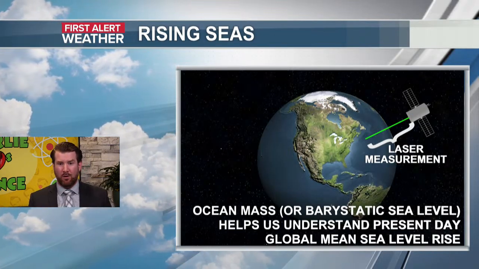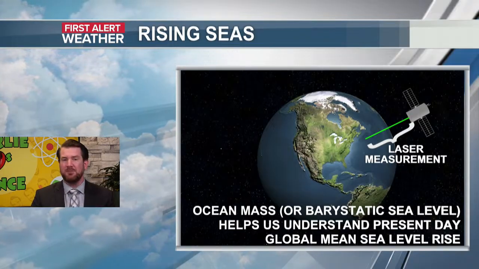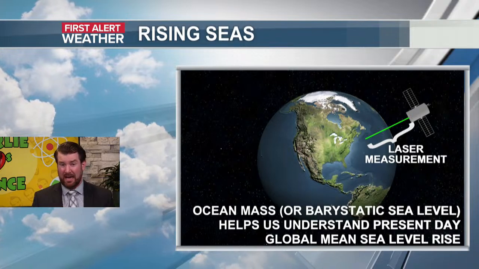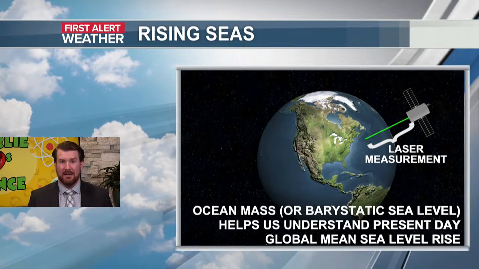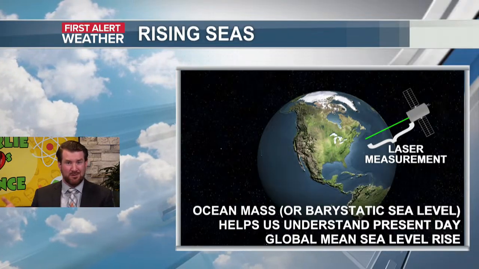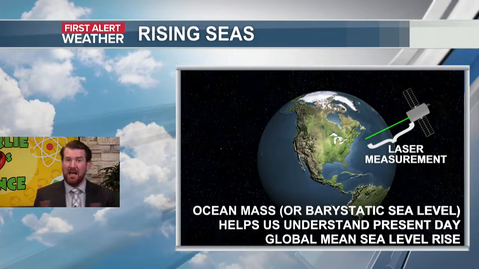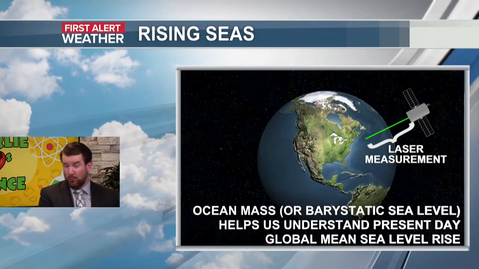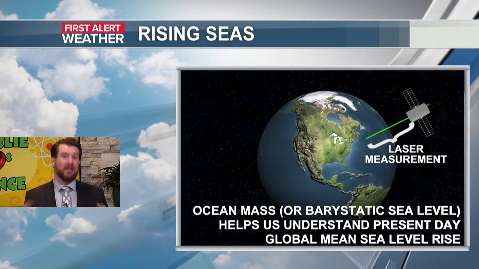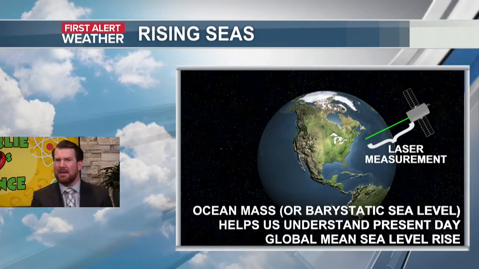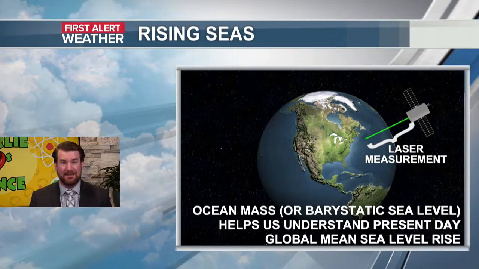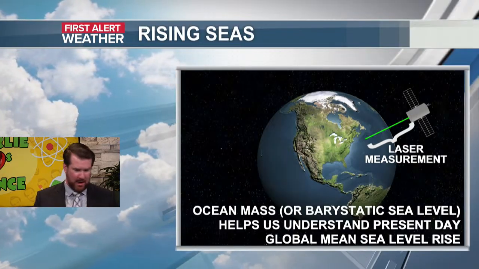Now, ocean mass, or barystatic sea level, helps understand present-day global mean sea level rise. If we see more ocean mass, it can give us an idea of how much mass we are losing off of our ice caps and our frozen stores of water on land and putting them into the ocean. If we know that, we can subtract that and get an idea of how much thermal expansion is also going on. So we can get a better idea of exactly how the oceans are being impacted from global warming and climate change.